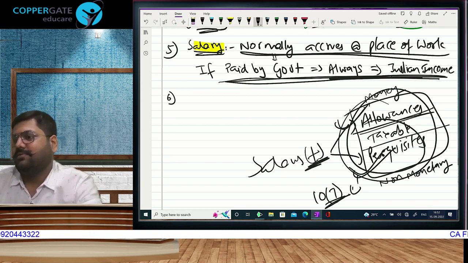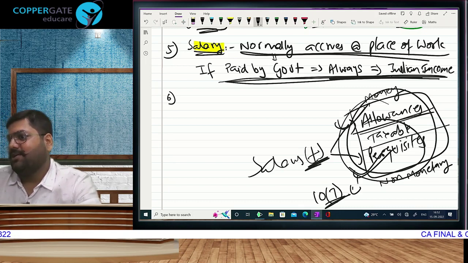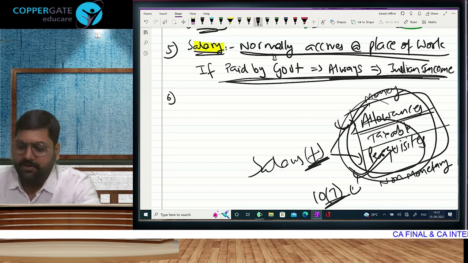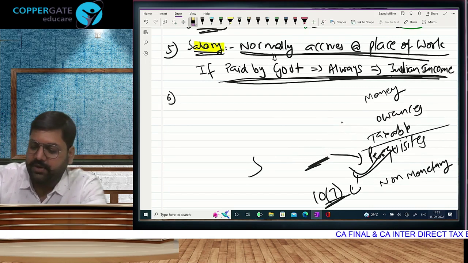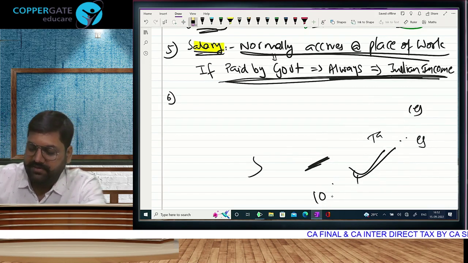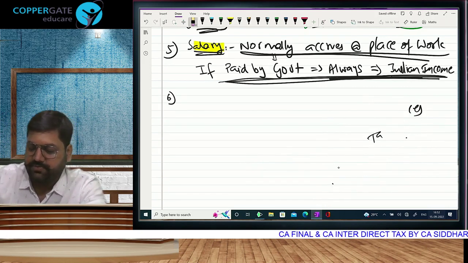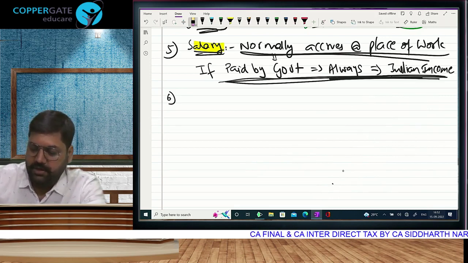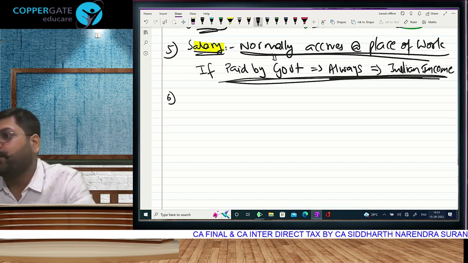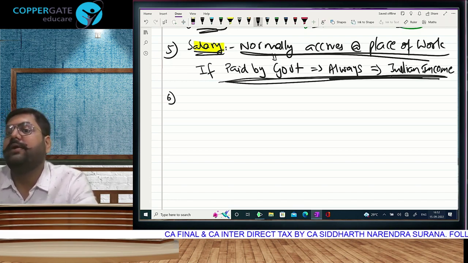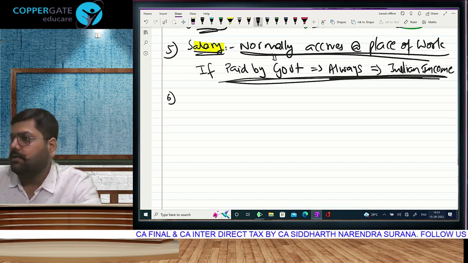But allowances and perquisites are not taxable, and because of that, generally it is seen that they take more in the nature of allowances and perquisite, less in the nature of salary. Any salary paid by government to its employees outside India will be deemed to be Indian income.